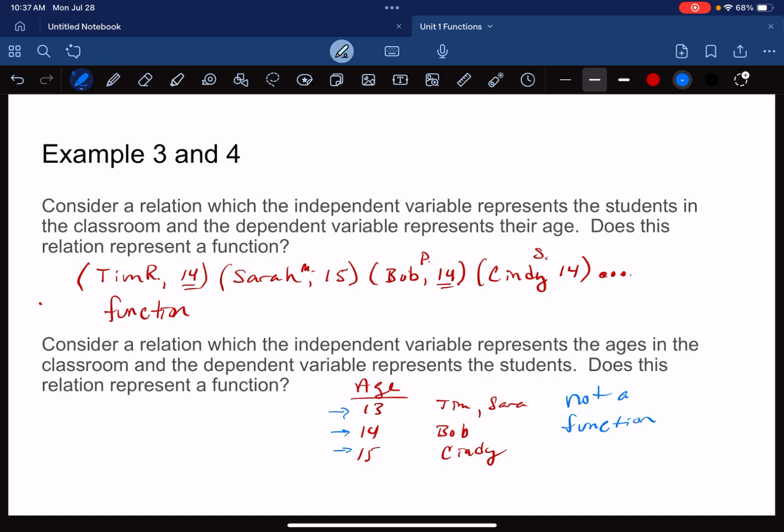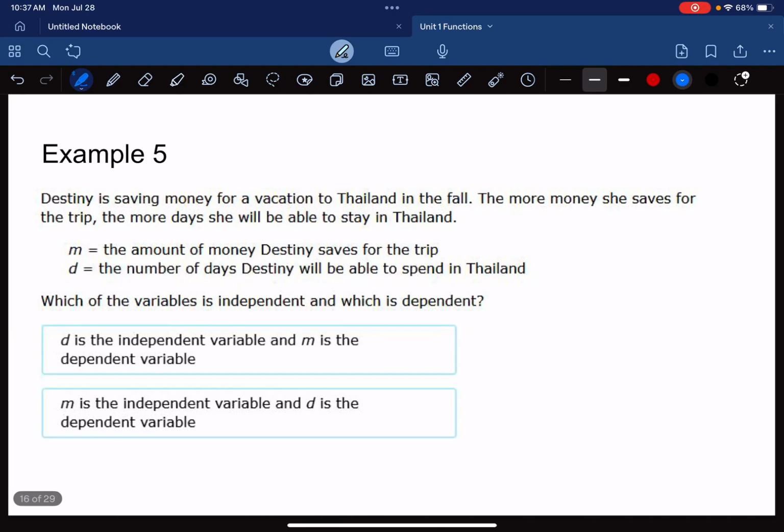Okay? That's abstract. It's hard to think about. We'll do more of those as we go here. So example 5, this is the questions you're going to see. I pulled this right out of IXL. So when you do your homework, these are the types of questions you're going to see. All right, so I want you to be familiar with them.